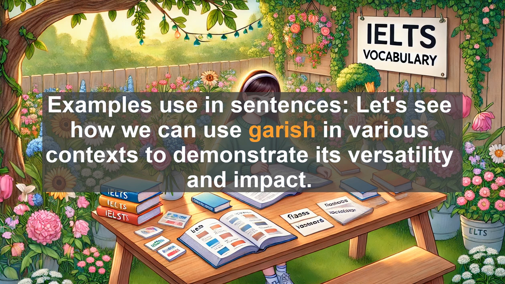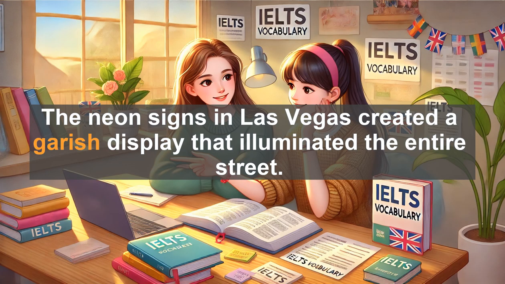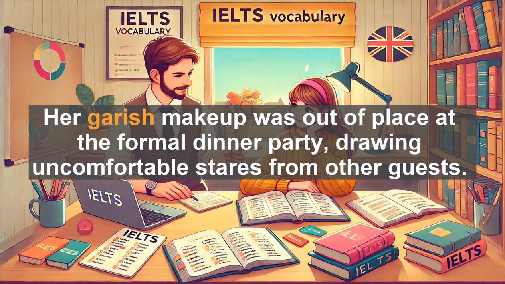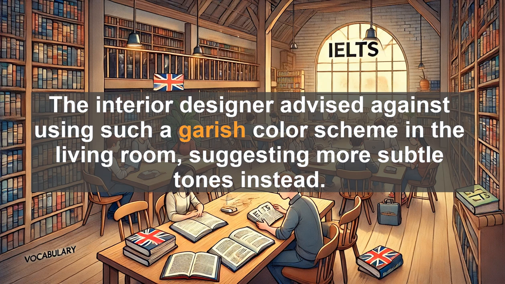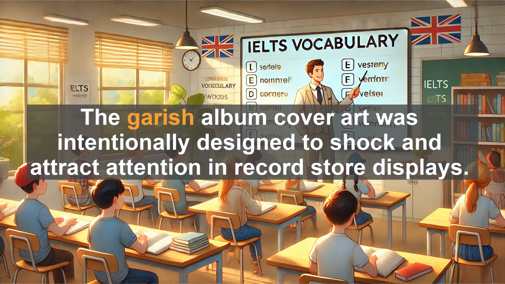Examples used in sentences. Let's see how we can use garish in various contexts to demonstrate its versatility and impact. The neon signs in Las Vegas created a garish display that illuminated the entire street. Her garish makeup was out of place at the formal dinner party, drawing uncomfortable stares from other guests. The interior designer advised against using such a garish color scheme in the living room, suggesting more subtle tones instead. The garish album cover art was intentionally designed to shock and attract attention in record store displays.